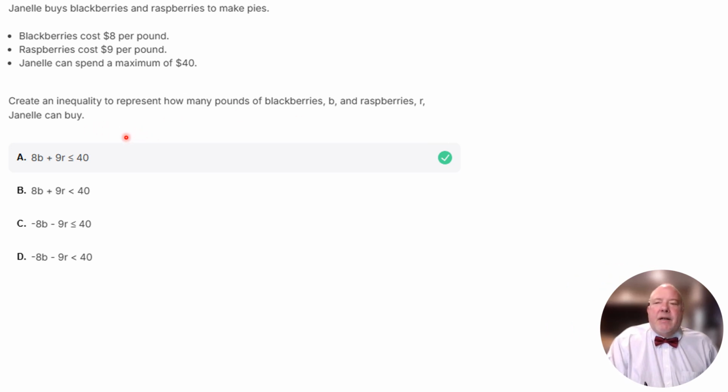Now, whenever I'm writing an equation or an inequality, I like to start with the end. The story here is that she's buying blackberries and raspberries, and she can only spend up to $40. So she could spend $40 or less. So I'm going to start with that piece. And so I know that what she spends has to be less than or equal to 40.